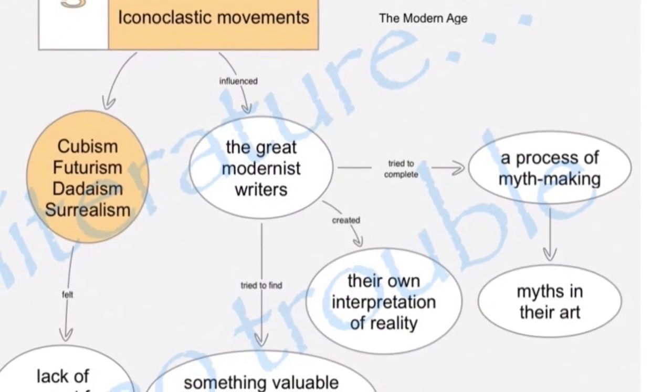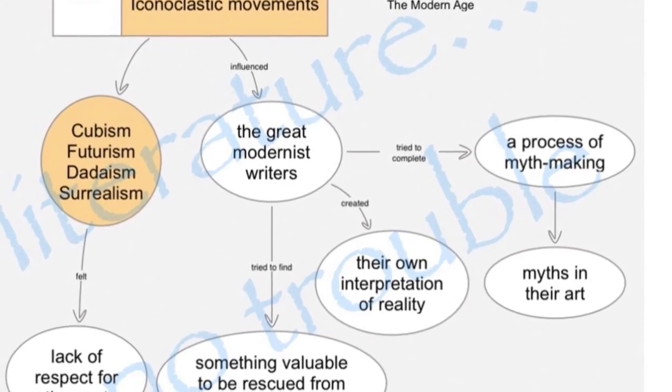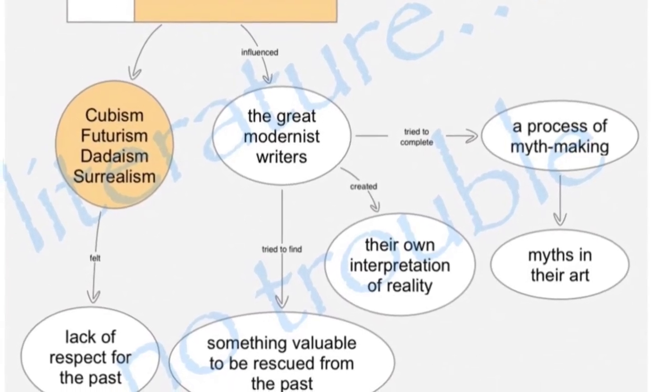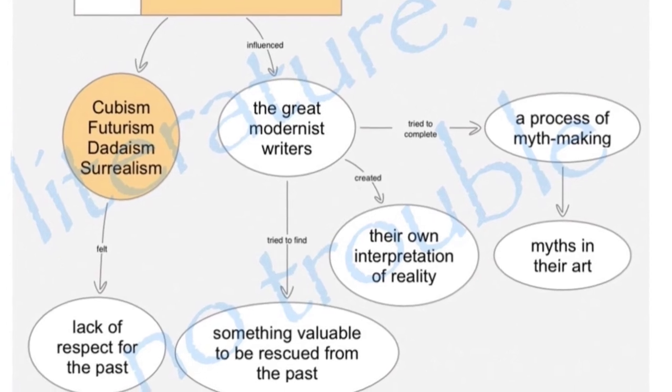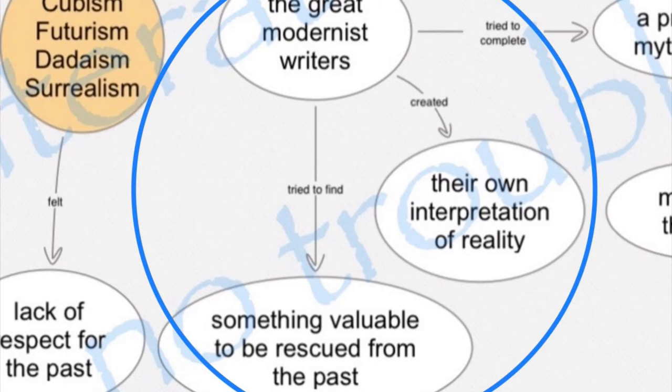Great artistic movements such as Cubism, Futurism, Dadaism, and Surrealism also had a significant impact on writers at the turn of the 20th century, particularly in their complete lack of respect for the past. Writers didn't fully reject the past, but they did try to discover something valuable that might be reclaimed from it. As a result, they developed their own method of viewing reality. They accomplished this by including myths into their works.